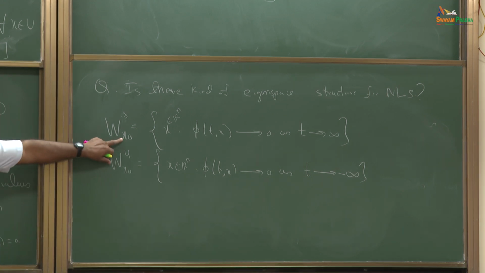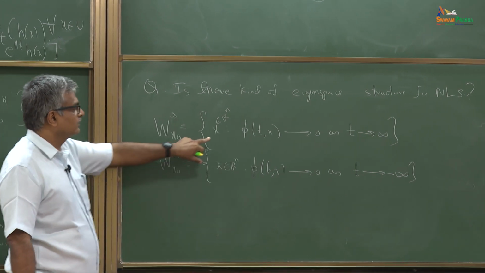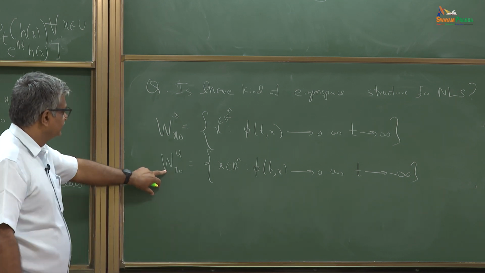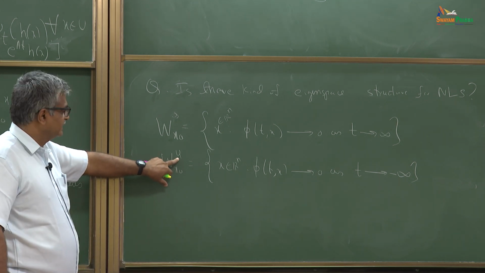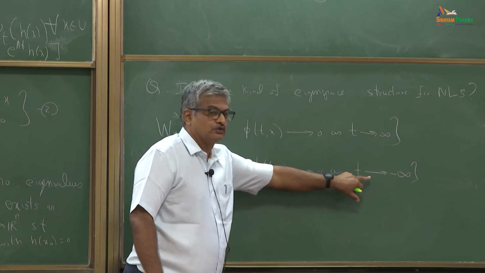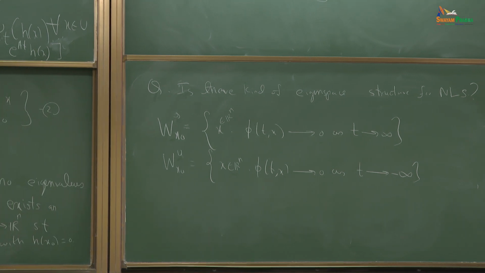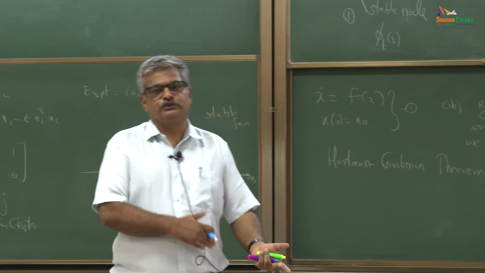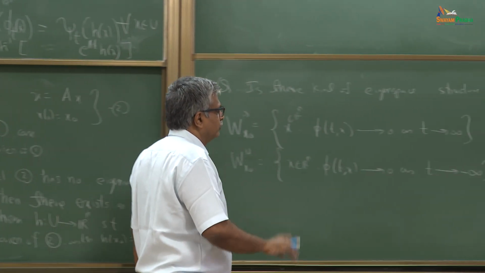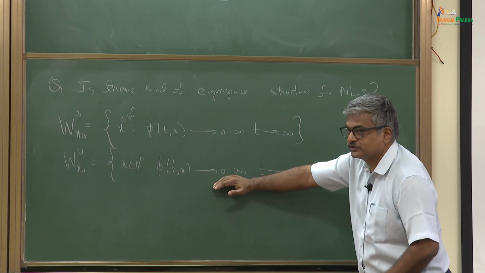So I have this initial condition, S stands for stable. W x naught S is the set of all points such that the flow approaches 0 as t tends to infinity. And similarly I have W x naught U, U stands for unstable, where all points x are such that the flow approaches 0 as t tends to minus infinity. That means in negative time the solutions approach the origin, or in positive time they blow up. Actually, we cannot say blow up, so we have to be careful. Rather than saying blow up, you say that in negative time they approach the origin.